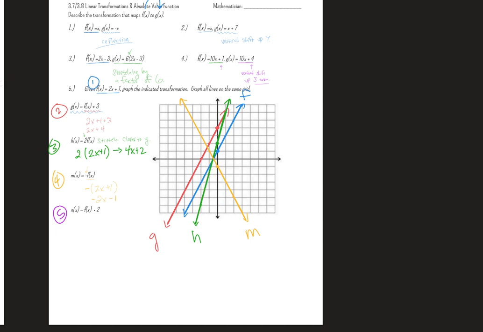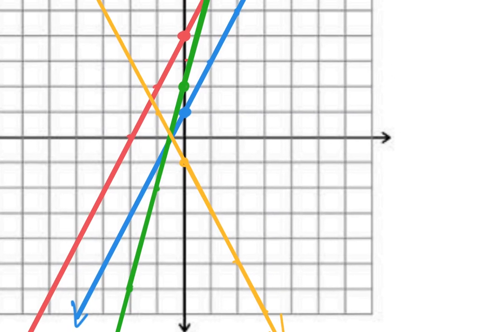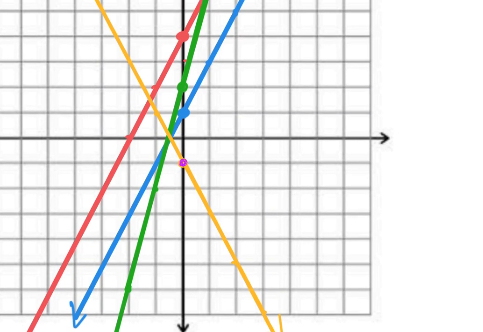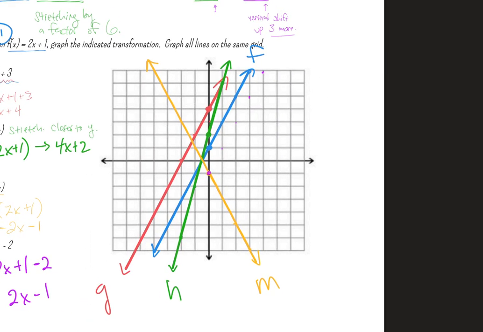Okay. Last but not least is f of x minus 2. Well, this one's going to be another vertical shift. If we had 2x plus 1 and then minus 2, we're going to get 2x minus 1. So it's going to overlap that y-intercept, but the slope is still 2. So up 2 over 1, up 2 over 1, up 2 over 1, just like that.